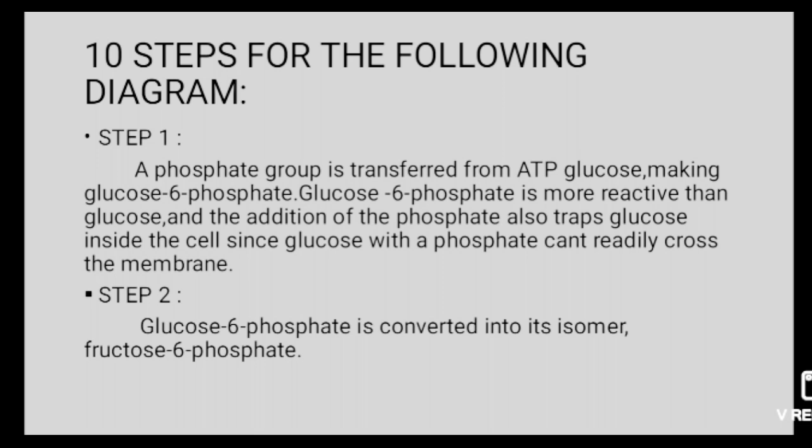In the first step, a phosphate group is transferred from ATP to glucose, making glucose 6-phosphate. Glucose 6-phosphate is more reactive than glucose, and the addition of the phosphate also traps the glucose inside the cell, since glucose with the phosphate cannot readily cross the membrane. In the second step of the reaction, glucose 6-phosphate is converted into its isomer, fructose 6-phosphate.